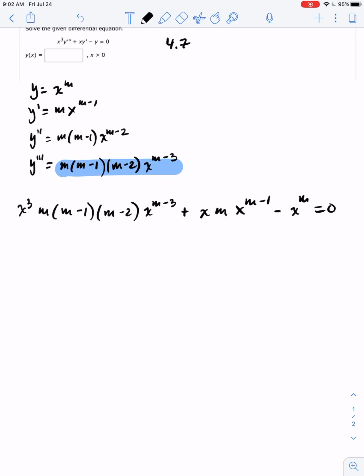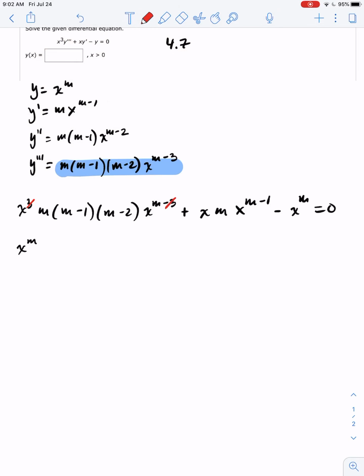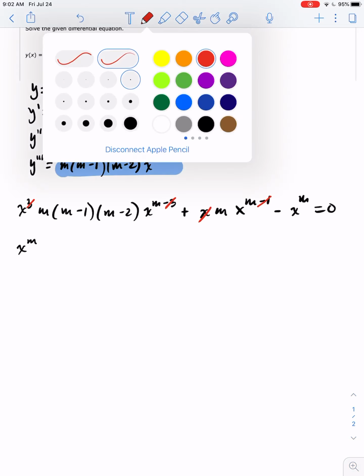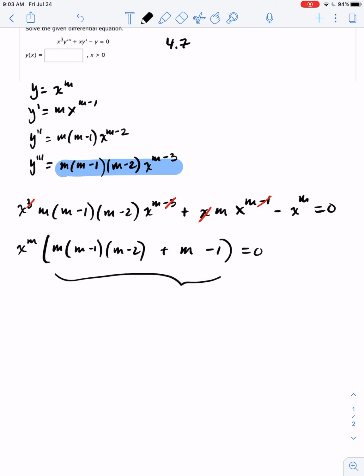So now, when we factor out the x to the m, you can see a couple things will cancel, right? That x cubed cancels here, the 1 cancels with the x, and so what you'll have is m minus 1, m minus 2, plus m minus 1. Okay, so then here we're just really solving this. Set that to 0, because if we can find m, then we'll know what m would be. So you don't really have to worry about the x to the m.